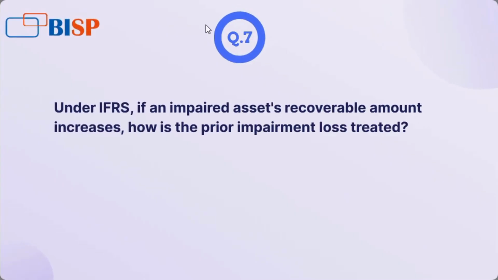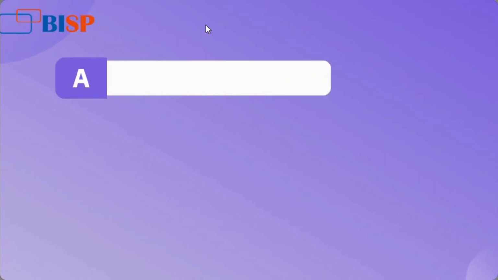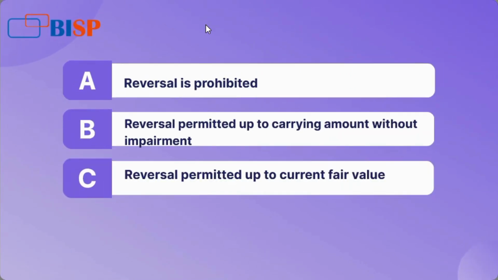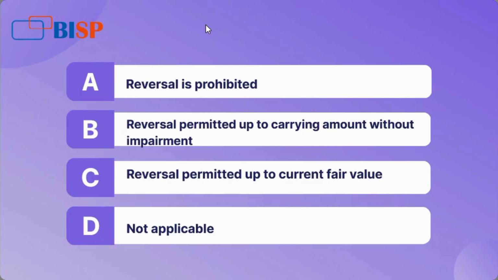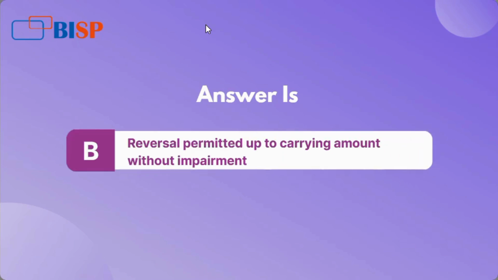Under IFRS, if an impaired asset's recoverable amount increases, how is the prior impairment loss treated? A. Reversal is prohibited. B. Reversal permitted up to carrying amount without impairment. C. Reversal permitted up to current fair value. D. Not applicable. Answer is B. Reversal permitted up to carrying amount without impairment.